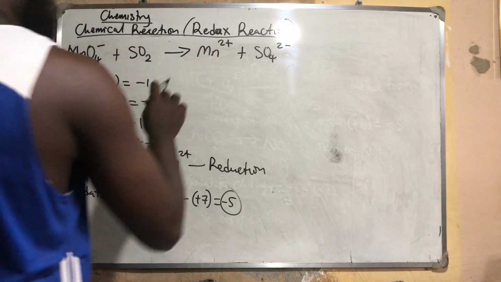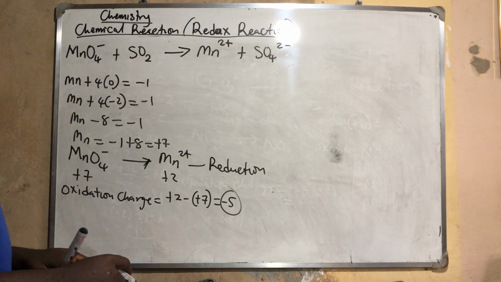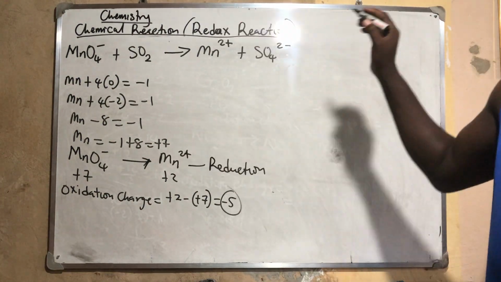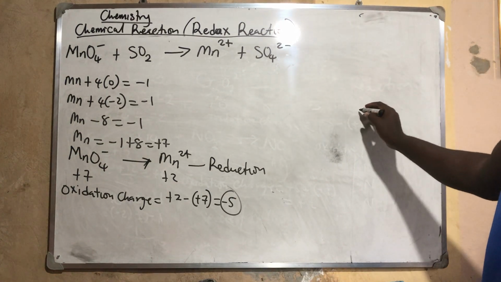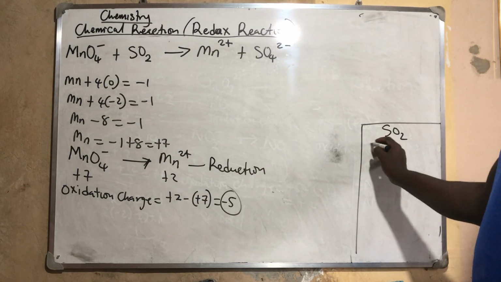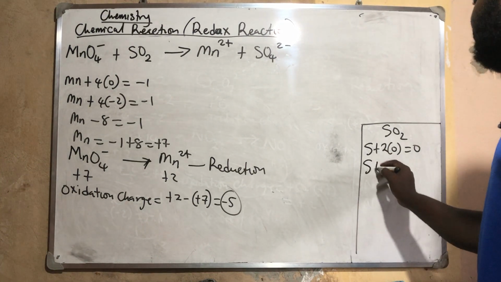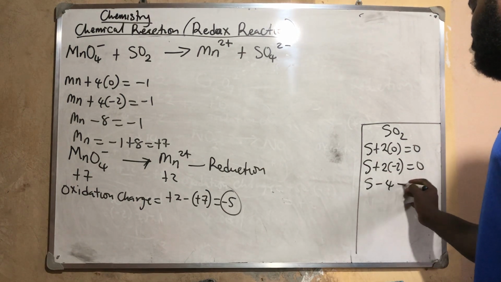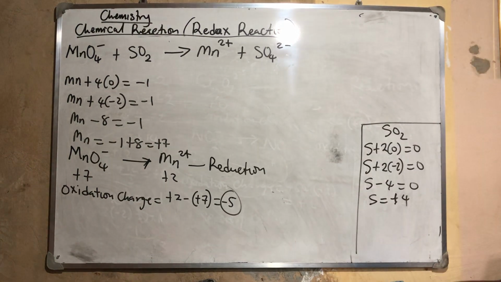For the other guy here, we need to calculate for sulfur. For S here, on the right hand side, for SO2, there is no charge. I'll have that S plus 2 of oxygen is equal to 0 because there is no charge. So I have that S plus 2 of -2 is equal to 0. So S minus 4 is equal to 0. Therefore, S is equal to what? +4. Right?